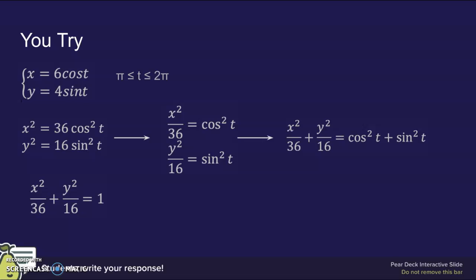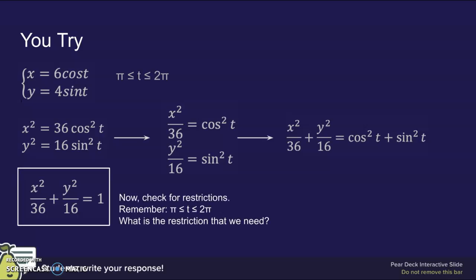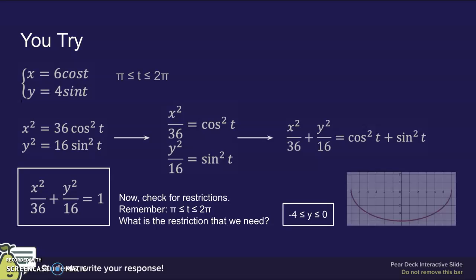This time, though, my domain restrictions on t are that t is between pi and 2 pi inclusive. So what's the restriction I need on my new equation, my ellipse equation, the one that's in a big square? Well, it turns out I need to restrict y to the values between -4 and 0. This is what this curve looks like.